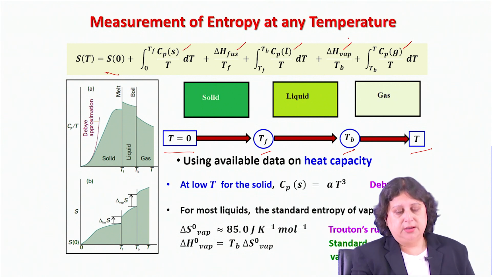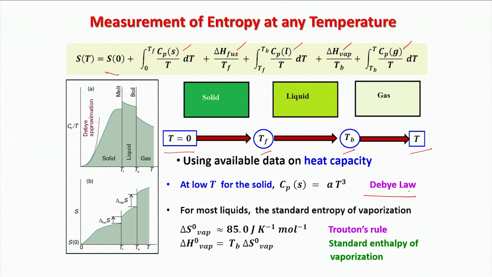We can also use the known experimental results, such as the Debye law, which says that for a solid at low temperature, the heat capacity goes as T cubed, and therefore put this expression back in here, carry out this integration, and evaluate that particular integration for a given value of A. Similarly, we can use Trouton's rule to find out the delta H of vaporization under standard condition. So once we can do that, it is possible to measure entropy at any temperature provided we know S of 0. So in my next lecture, I will introduce to you the third law of thermodynamics, whereby you can find out entropy at zero temperature. Thank you.